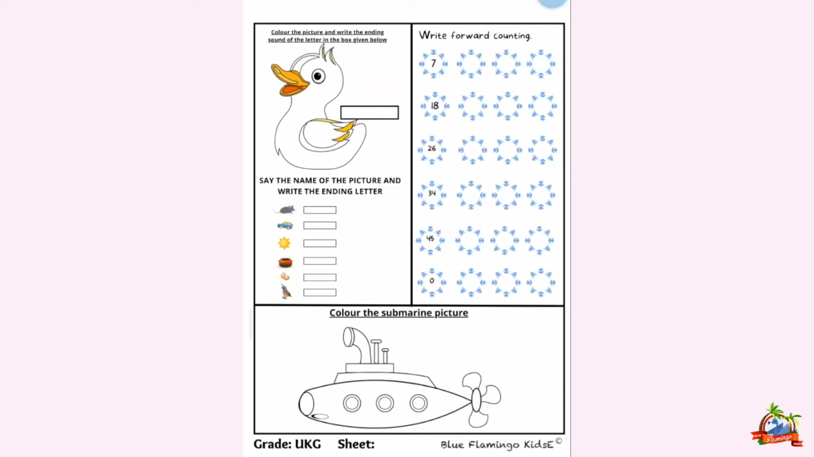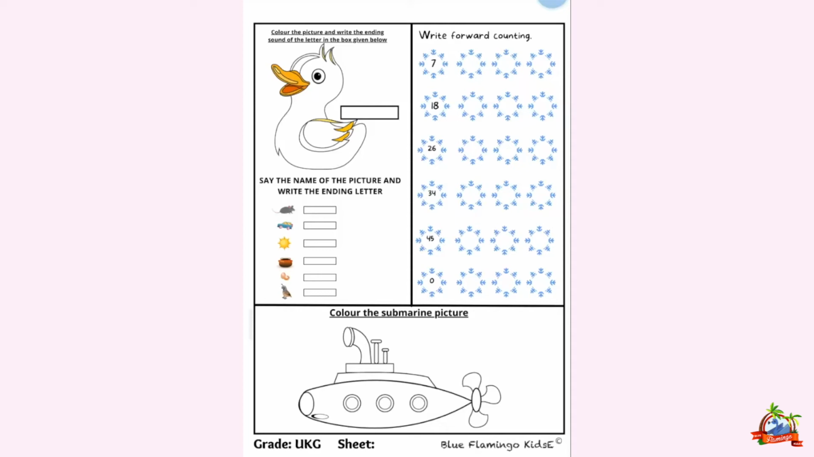Let us move to our next section, which is of maths. In this, we will write forward counting. Means you have to continue the counting. Means इसमें आपको simple counting write करनी है. Okay. Like 7 given है, 7 के बाद क्या आएगा? 8, 9, 10, 11, 12.